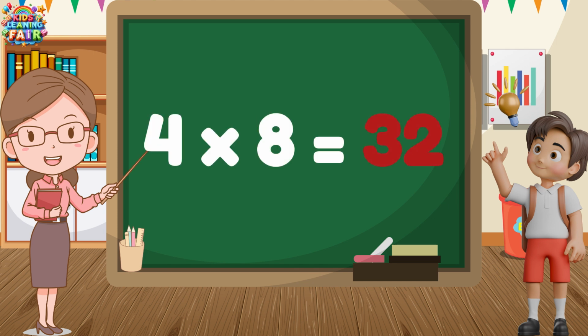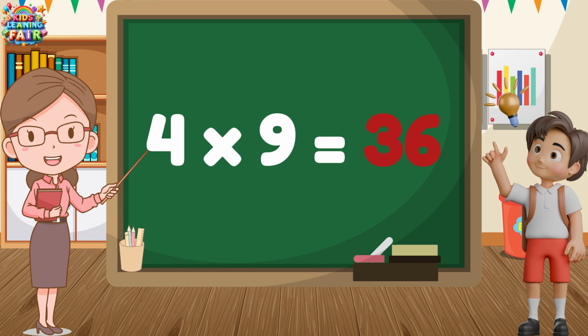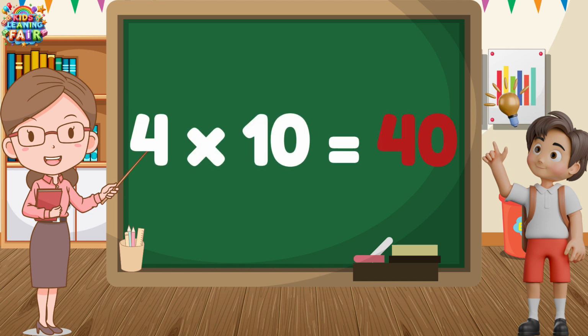4 eights are 32. 4 nines are 36. 4 tens are 40.